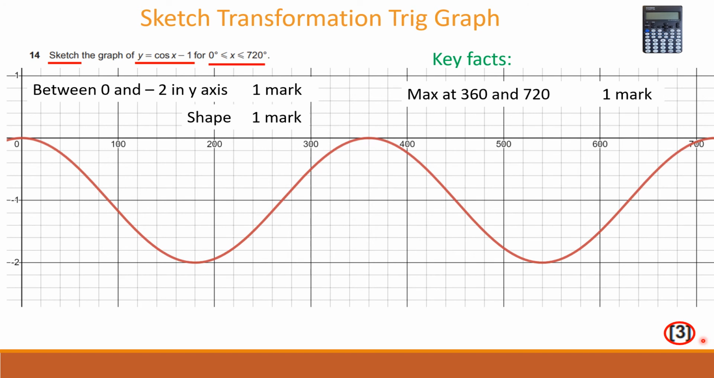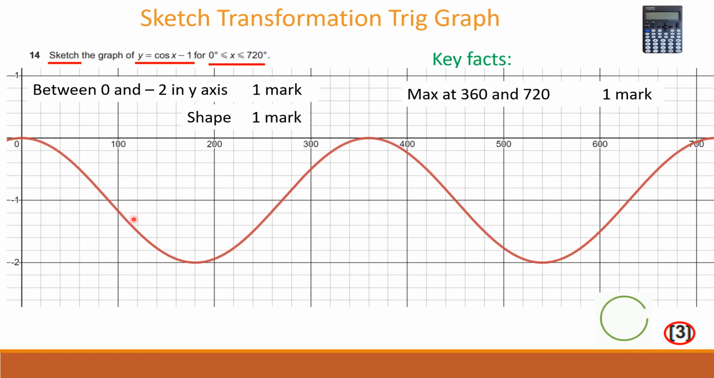The graph you should have drawn should be looking like this. So we start at the point 0, 0. At 90, it comes down to minus 1. At 180, we're at negative 2. At 270, we're at minus 1. And at 360, we're back up to 0. Now you will get 1 mark for getting a graph going between a maximum value of 0 and a minimum of minus 2 or negative 2.